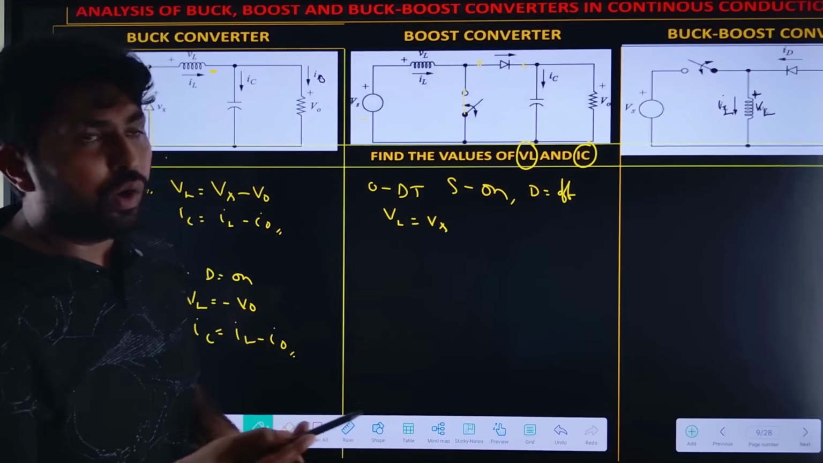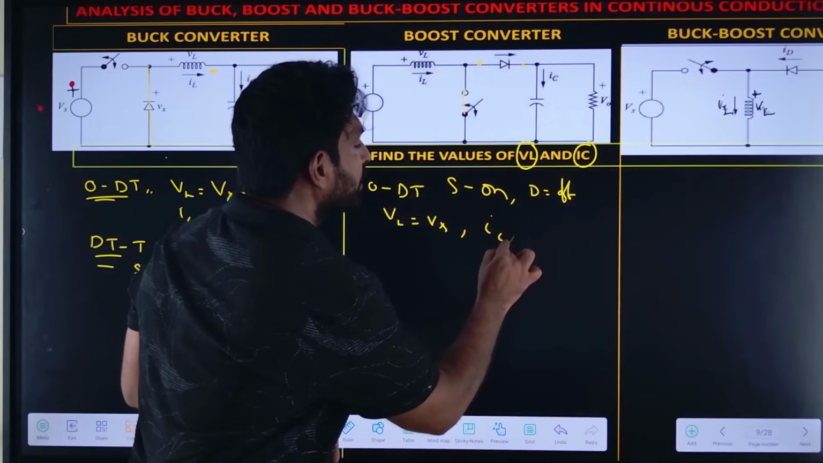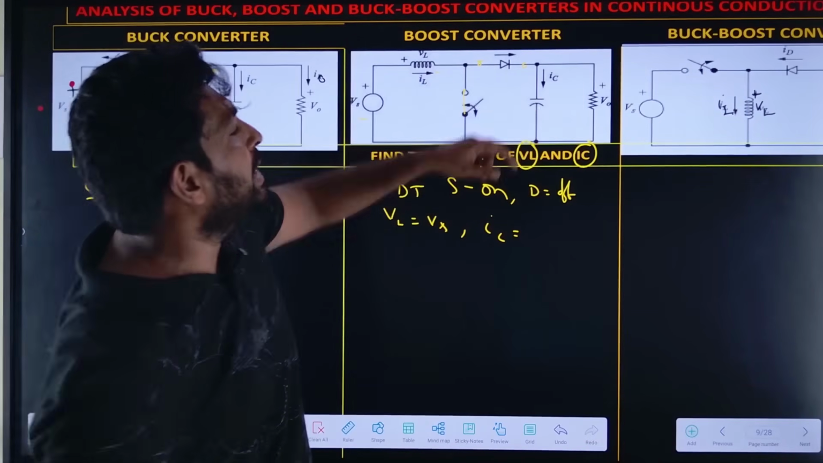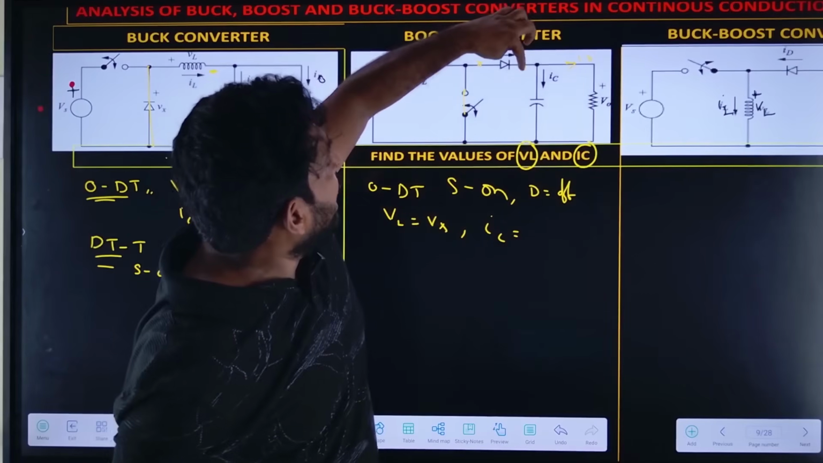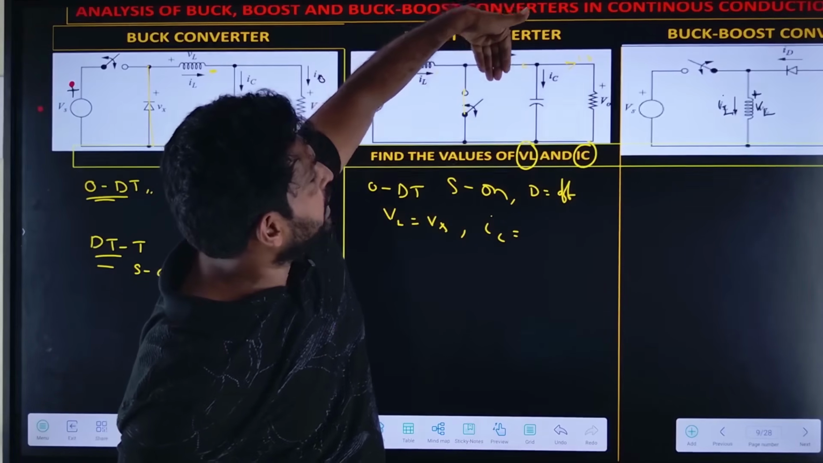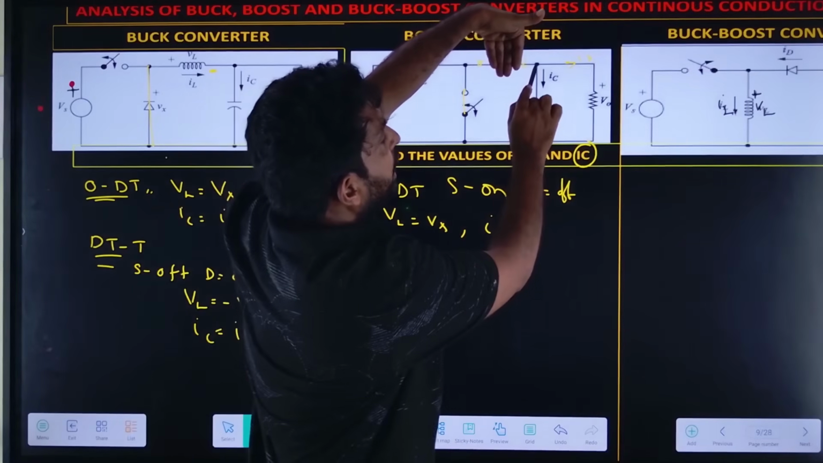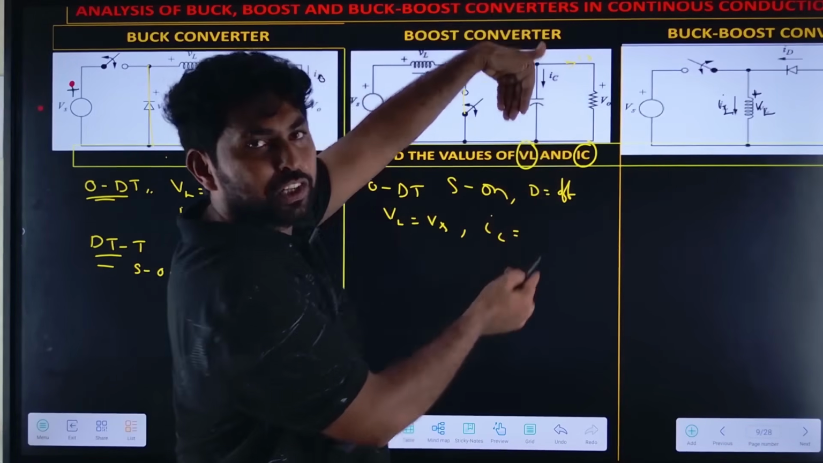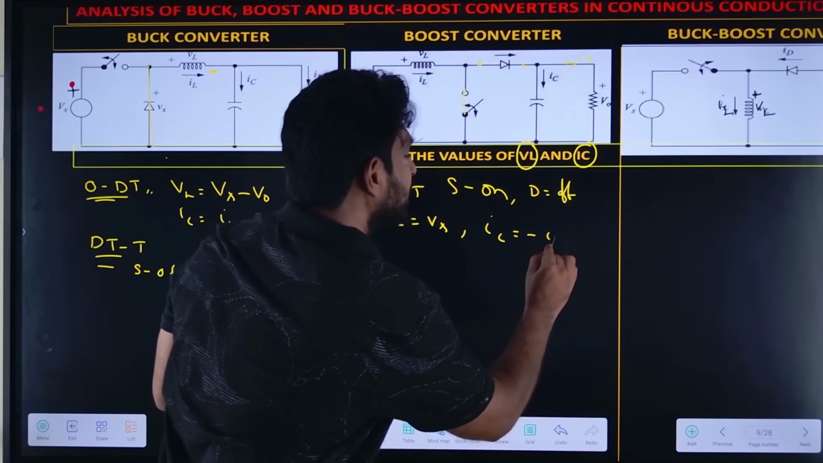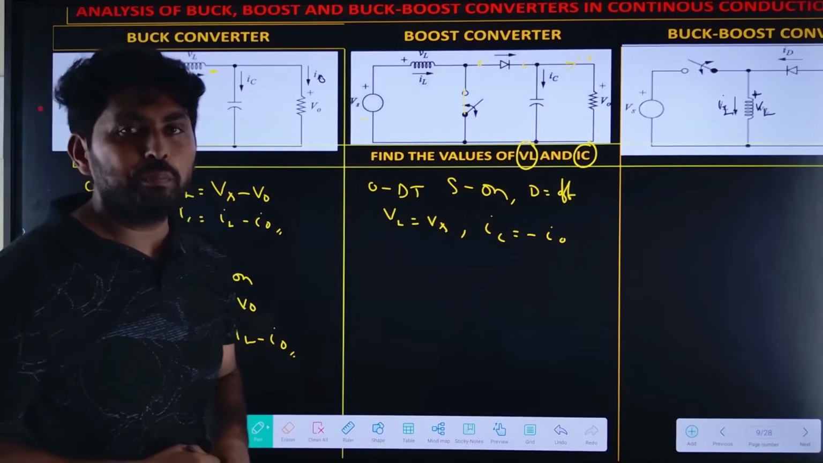Right? Now we need to find the IC. So how can we find the IC? Let me call this I naught. IC plus I naught, and this one is open condition. So at this node, IC plus I naught equal to 0. So IC equal to minus I naught.